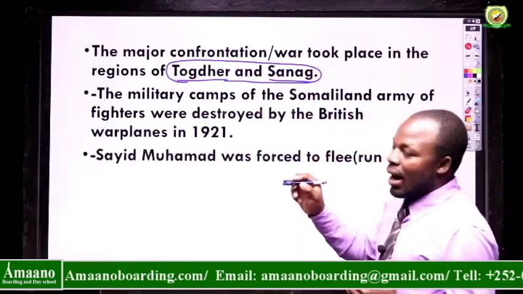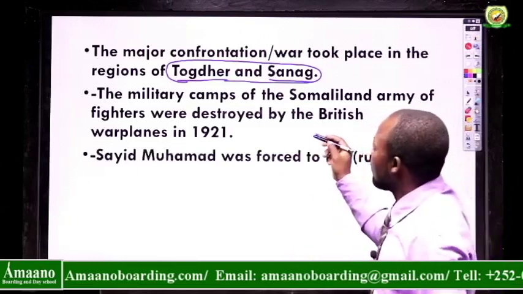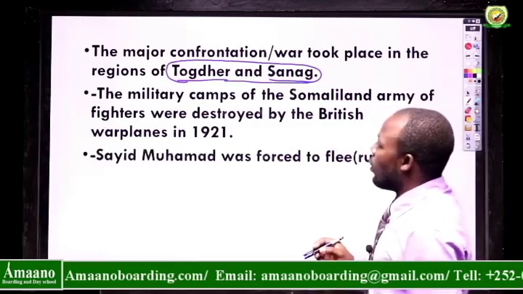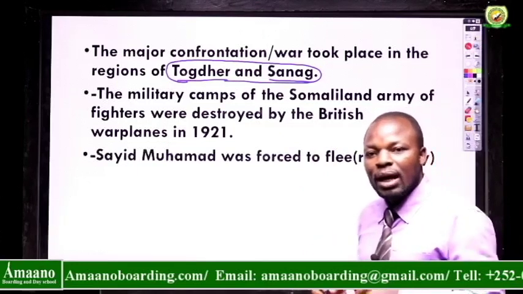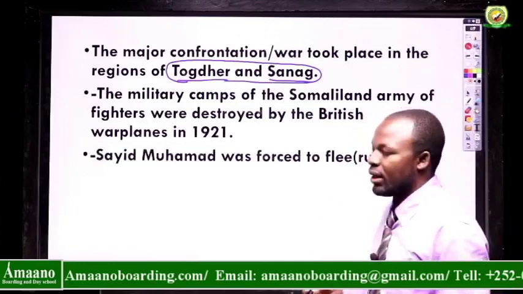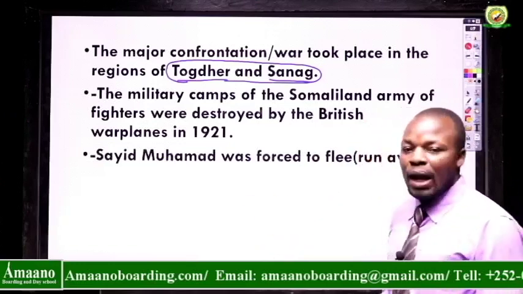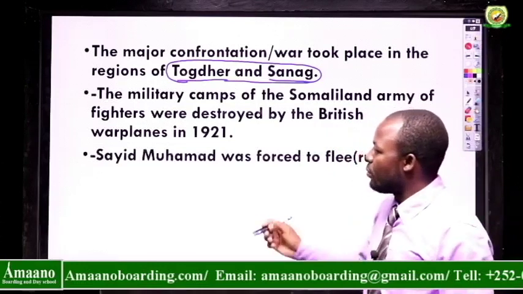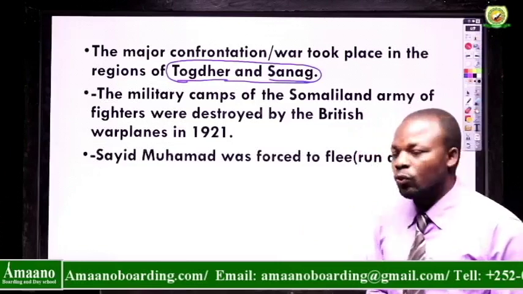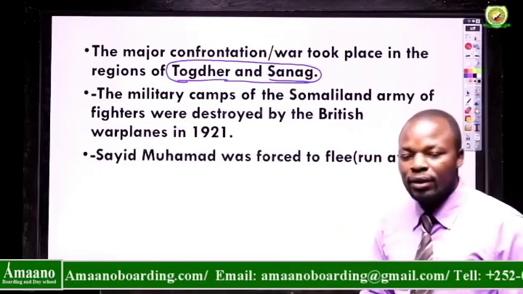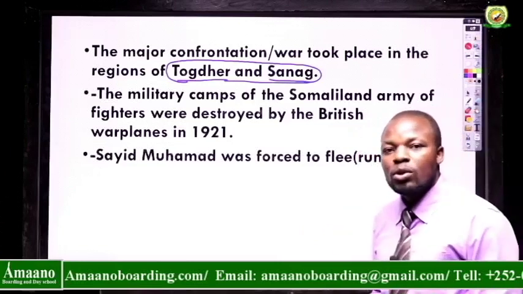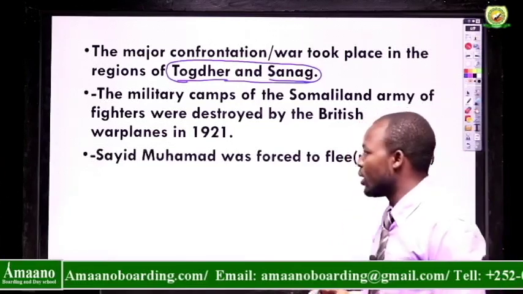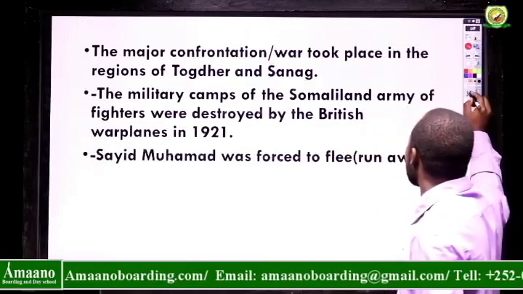Now, as we had said earlier, the military camps of the Somaliland army fighters were destroyed by the British warplanes in 1921. Now, what happened to the three people who helped to fight for independence? One, Sayid Mohamed was forced to flee. To flee is a word that means to run away. He was forced to run away because he was being looked for by the British military, by the British army.